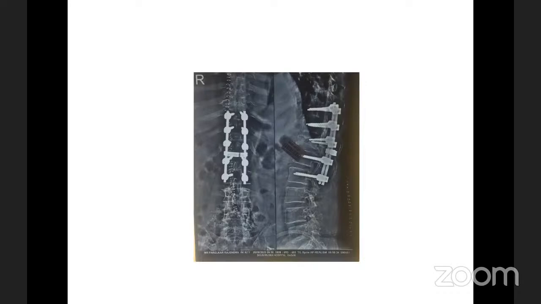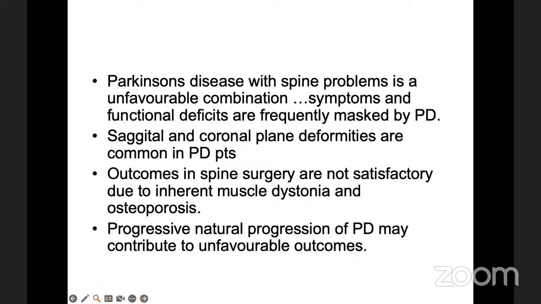So we offered only decompression at that L4-5 level with posterolateral grafting, and the fracture was taken care of by putting short pedicular screws at the fracture site and 2 above 2 below with the cross link. And he's done well post-op. There's a 1 year plus follow-up on this, and he's got better.